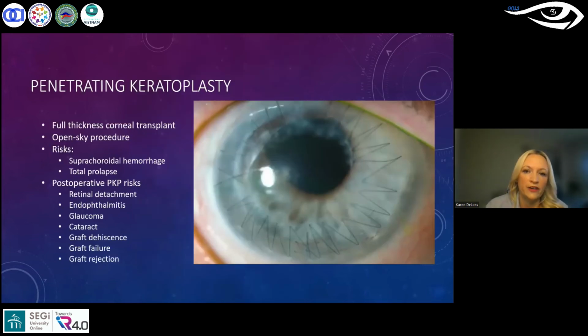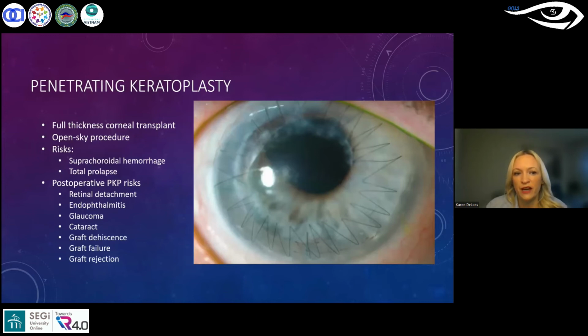Penetrating keratoplasty is still probably the most commonly performed transplant worldwide. Basically, the surgeons are taking the entire depth of the cornea, cutting out a button. The risks are that the patients can have hemorrhages and prolapse.